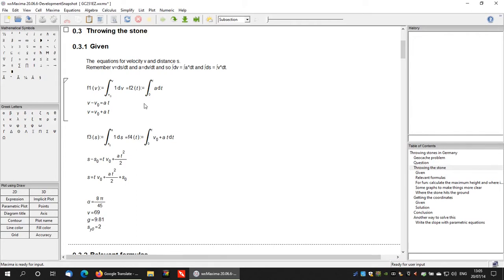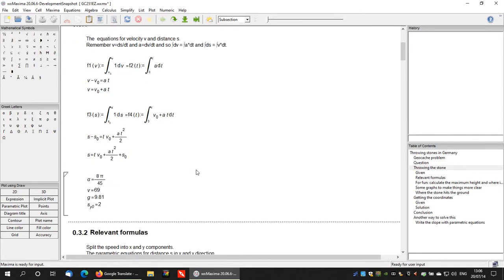Same thing if we do that for the integral of distance, ds, from s0, the starting distance, to s. We set that equal to v times dt, and v was this, so v0 plus a times t, dt. Between 0 and t, we get s minus s0 is t times v0 plus at squared over 2, or s is t times v0 plus at squared over 2 plus s0.